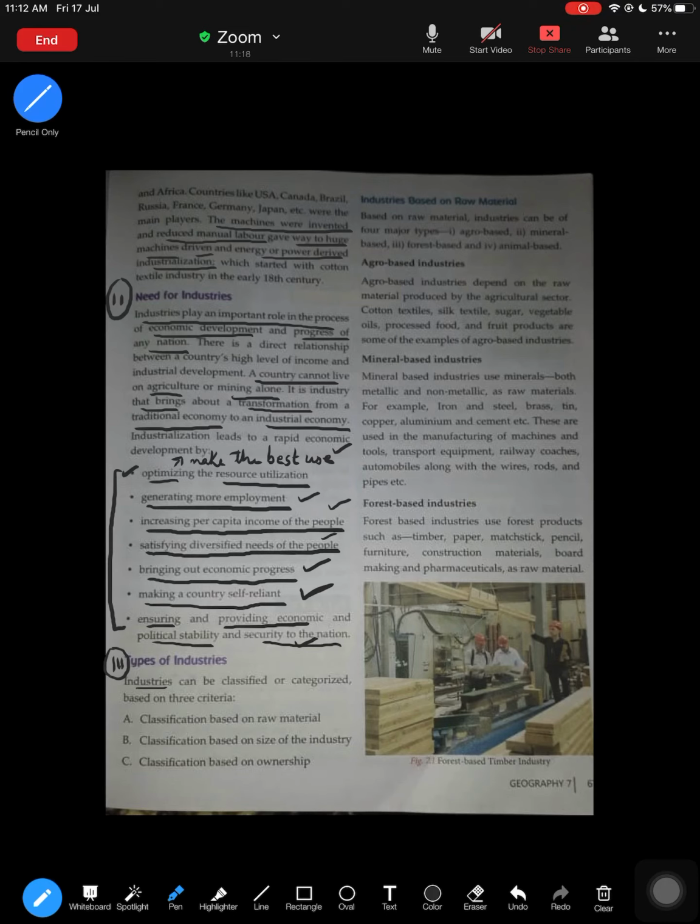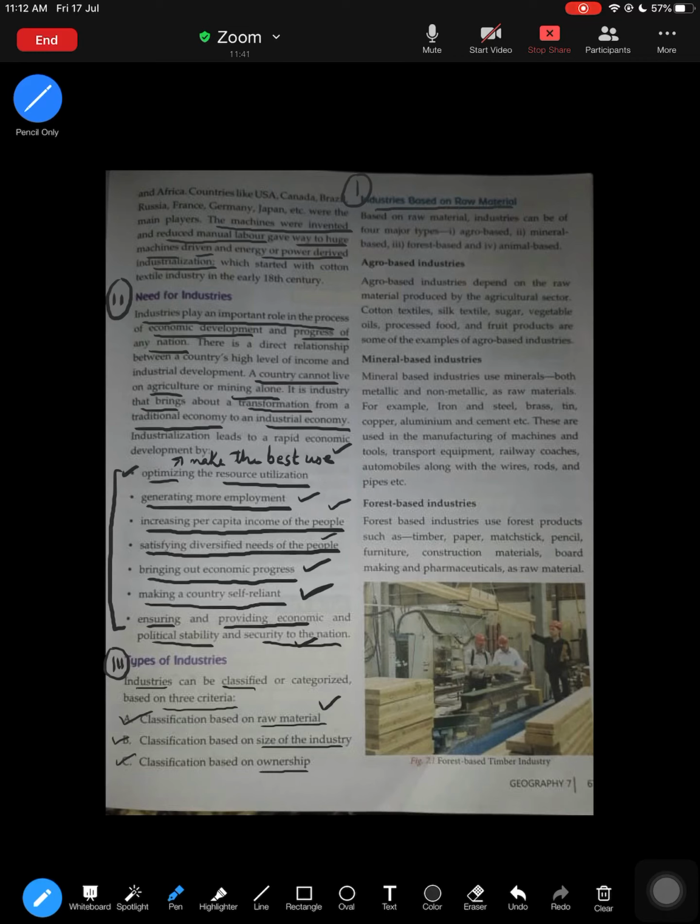Now industries are classified or categorized on three criteria. The first is on raw material. We have different types of industry based on raw material. There are different types of industry based on size, and there are different types of industry based on ownership, who owns it. But we are going to learn about just industries based on raw material. Raw material meaning the main product that we use.